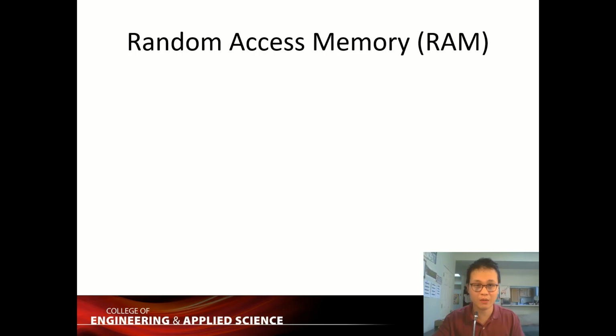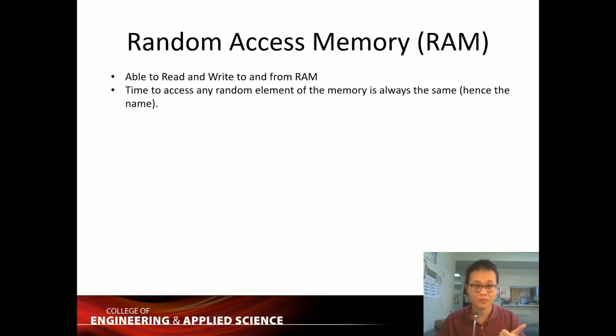So random access memory is able to read or write to and from RAM. And why do we call it random? It's not like it's going to randomly pick something. The word random is because the time that it needs to access any of the memory elements, any random element in your memory, is always the same. So the name random access memory comes from that.